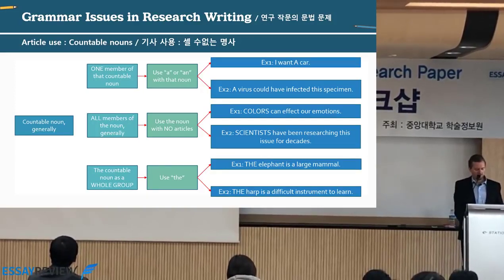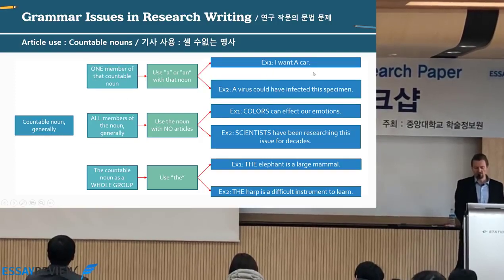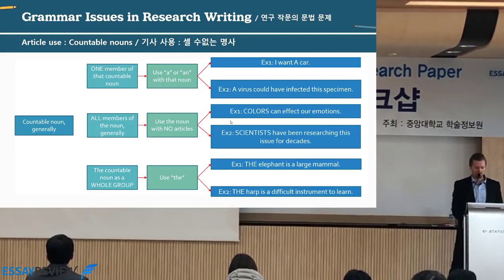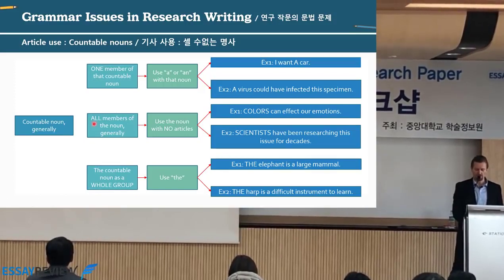Okay, for countable nouns, if that noun is one member of the countable noun, use a or an with the noun. I want a car. A virus could have infected this specimen. A virus, right? Not that virus, but any virus, any one of these viruses. For all members of the noun, use the noun with no article, right? Colors can affect our emotions. Scientists have been researching this issue. And use a plural form too, right? Students are often hungry during class.